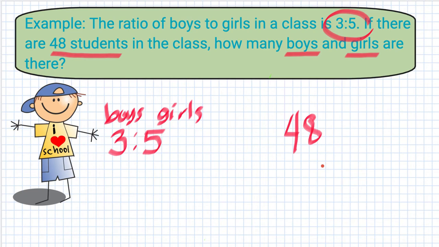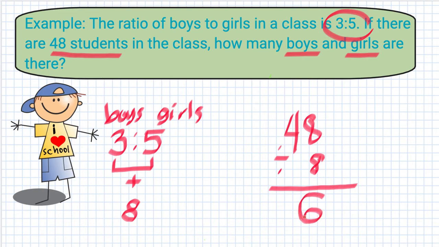To solve the problem, since we are talking about partitive proportion, we need to add the terms in this ratio. You will add 3 plus 5, and that will give us 8. Whatever the sum, you need to divide the total by it. Divide 48 by the sum, which is 8. So 48 divided by 8 gives you 6.